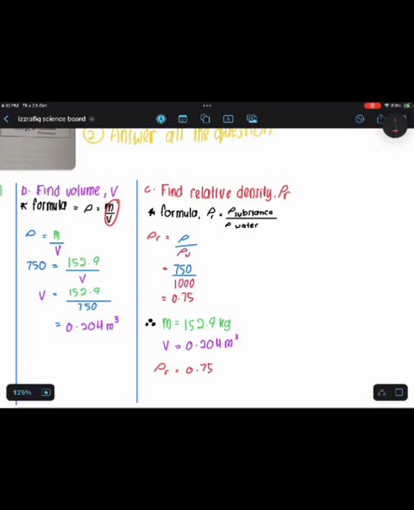Therefore, the mass is equal to 152.9 kg, the volume is 0.204 meter cubed, and the relative density is equal to 0.75.